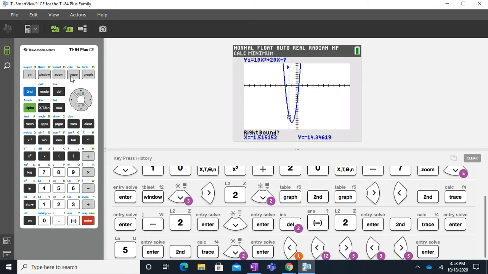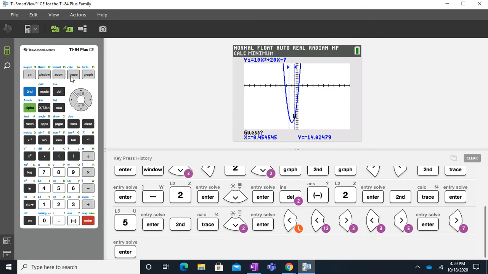So I'm going to go ahead and hit enter, and you'll see it draws me a little dotted line there. Now it's going to ask me for the right bound, so I have to scroll to the right of where the vertex is. Again, you don't have to be too close, just don't be too far, and then I'm going to go ahead and hit enter.